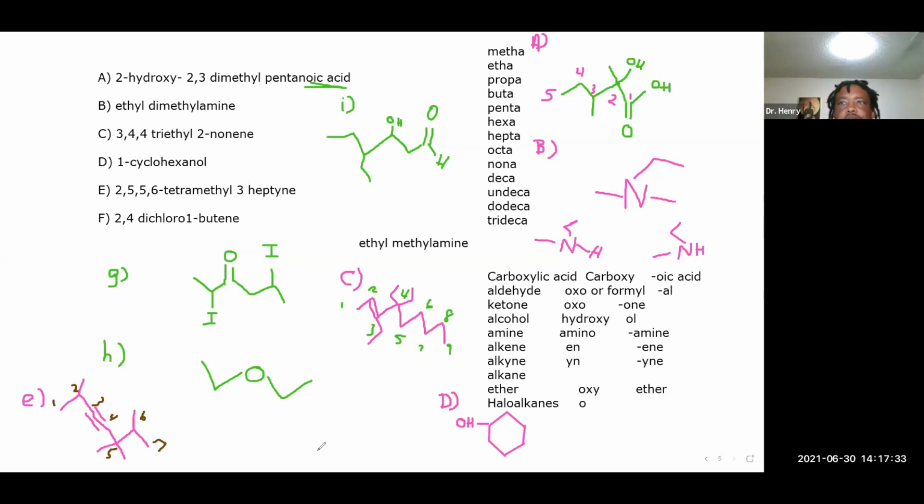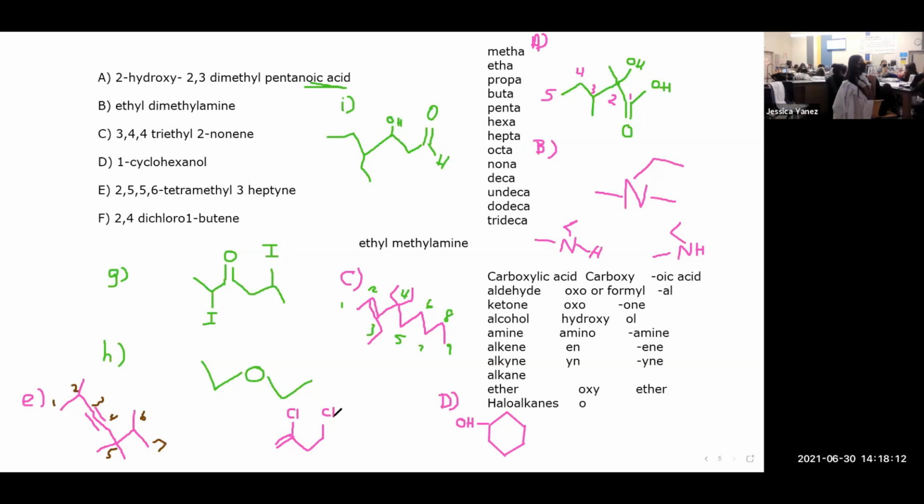And what about F? You do 4. Oh. And then there's going to be a double bond in 1. Okay. Oh. Okay, so then you're going to attach a chloride in 2, and another chloride in 4. And that's it. Okay, piece of cake. Yes, yes.